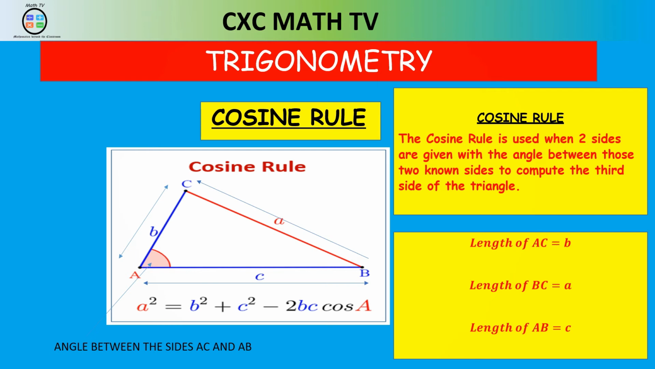The two sides that are given are AC and AB. Now the length of AC is b and the length of AB is c. So the cosine rule states that the side opposite to the angle, in this case that side a, the unknown side that we want, when you square it, is equal to the sum of the other two sides squared minus 2 times the product of those two sides times the cosine of the angle in between the two sides.